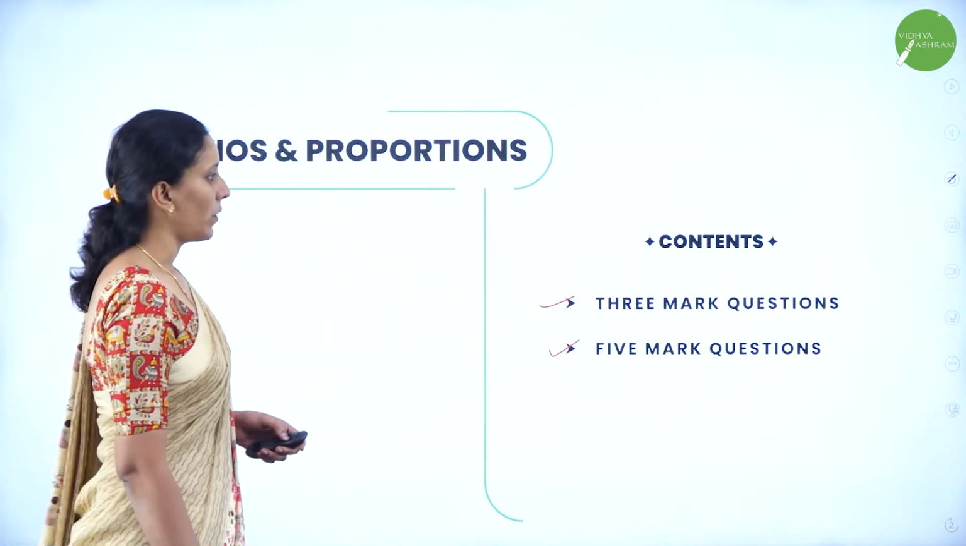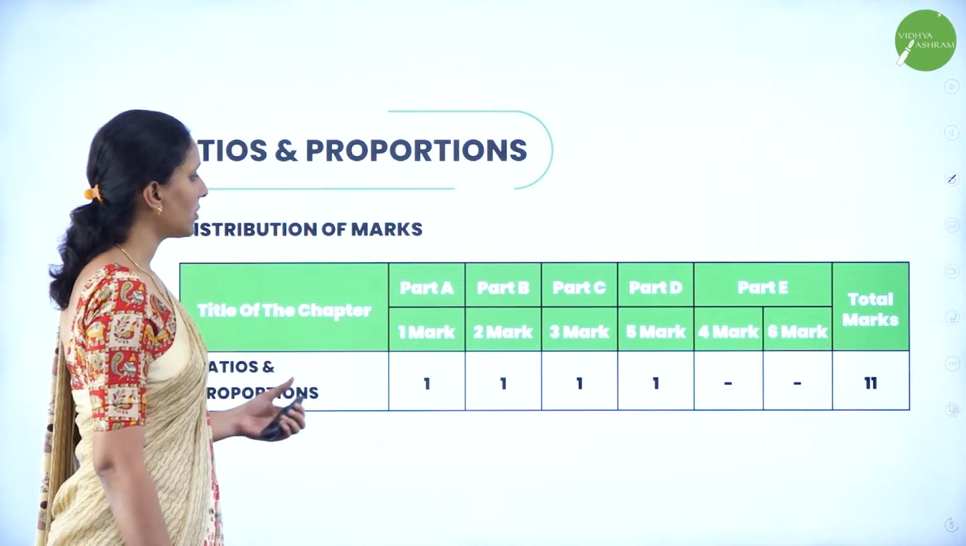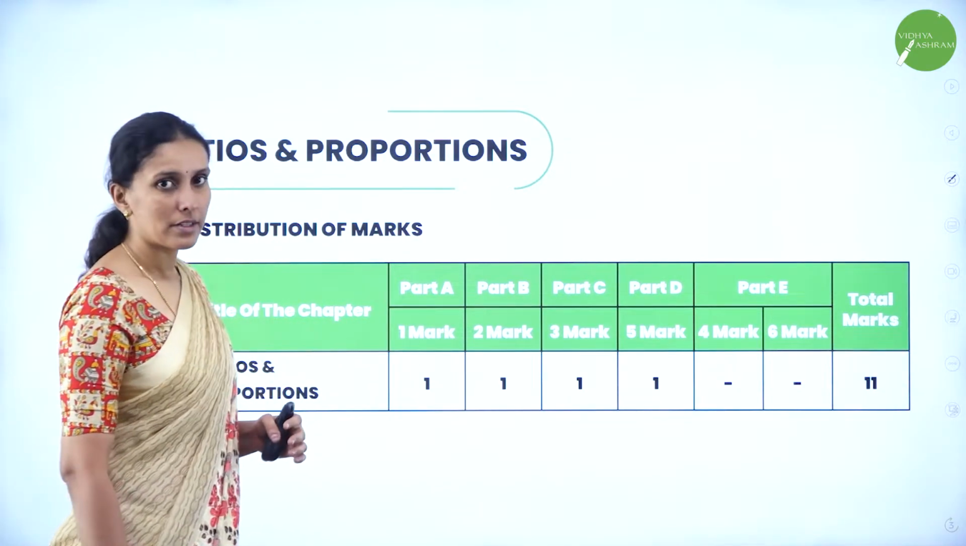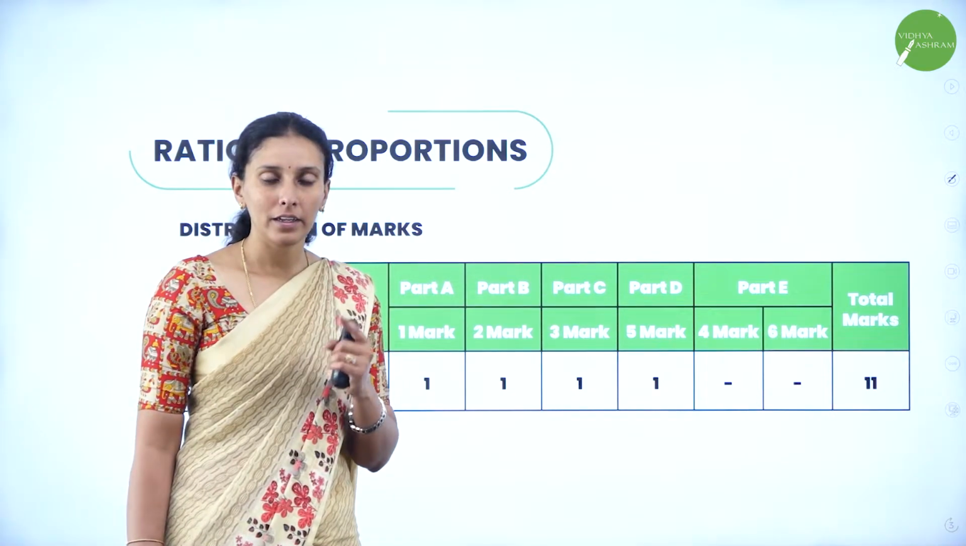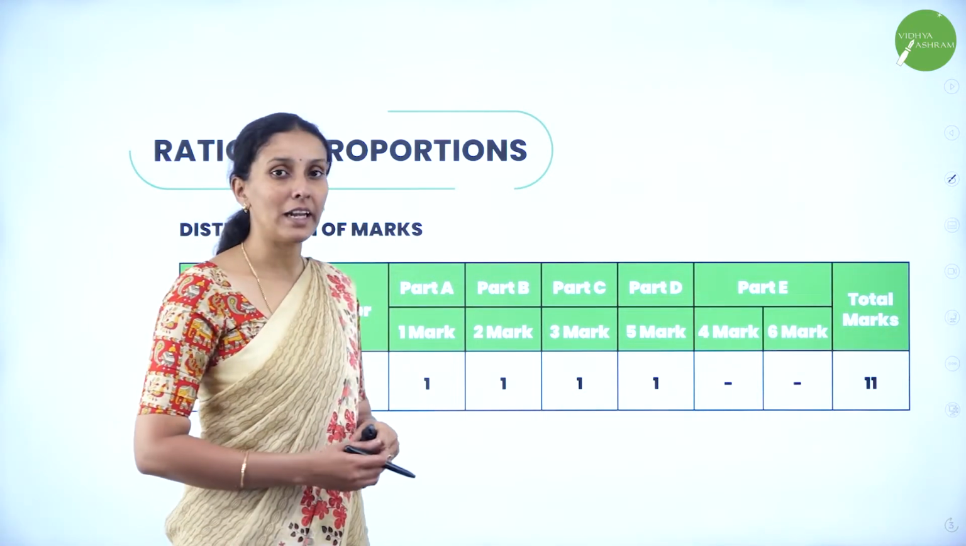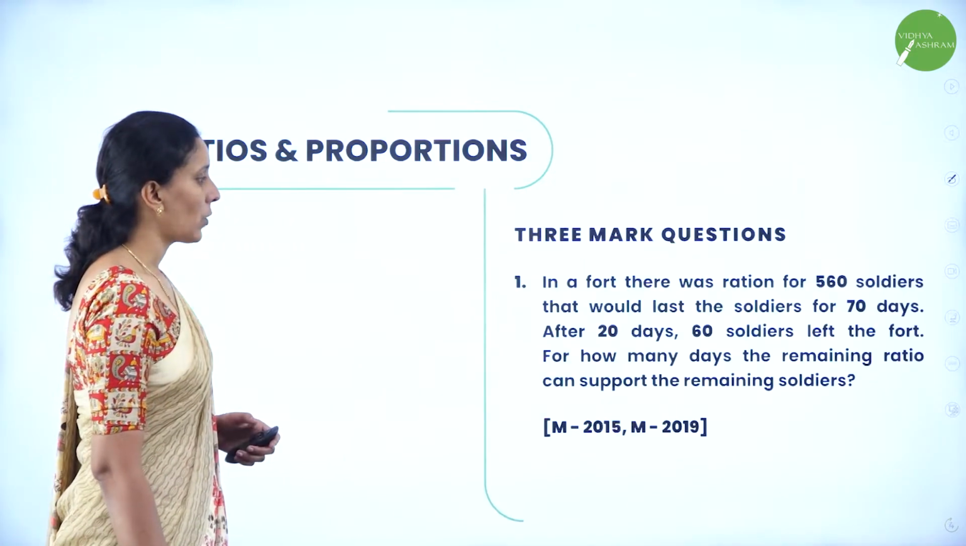Let's see the 3 mark question. And we have seen the distribution of marks in the previous session also. So you have 1 mark, 2 mark, 3 mark, 5 marks, each 1 question. In total you will get 11 marks. So let's look at the questions now.